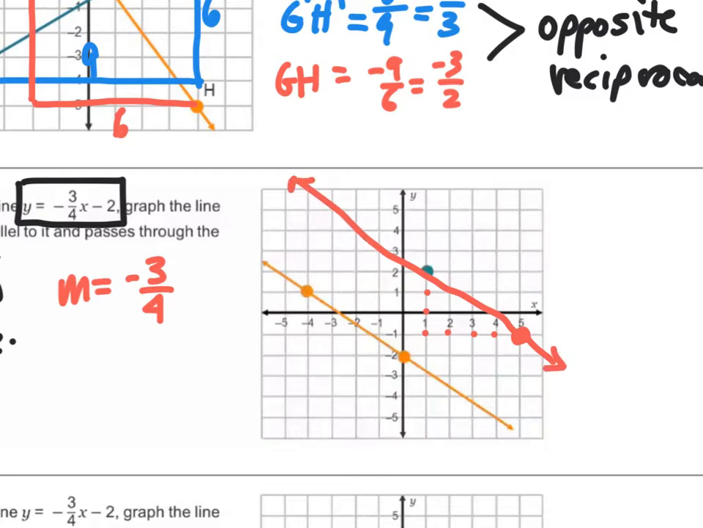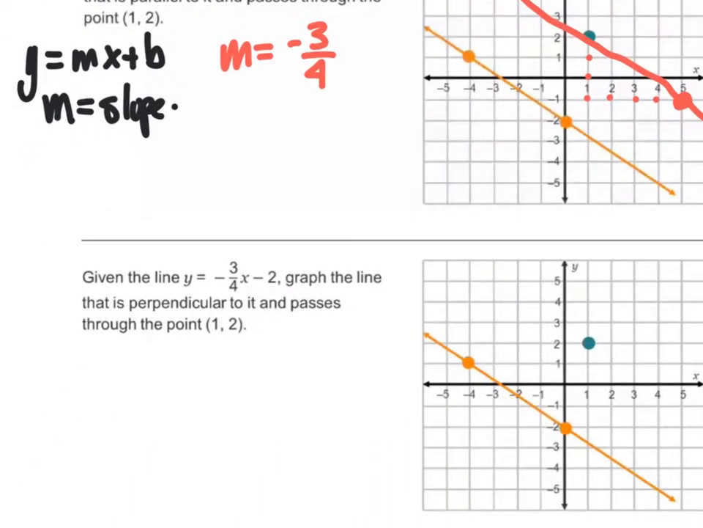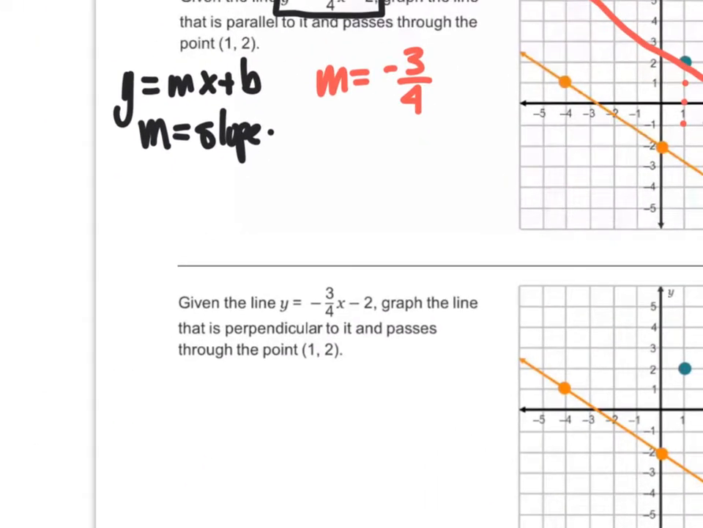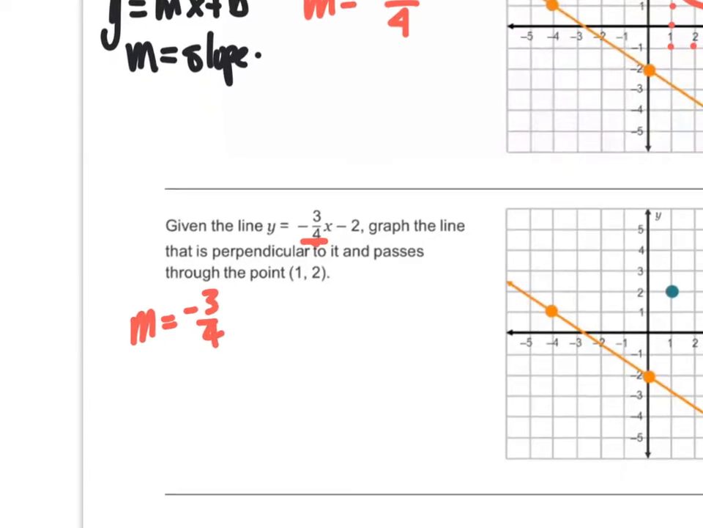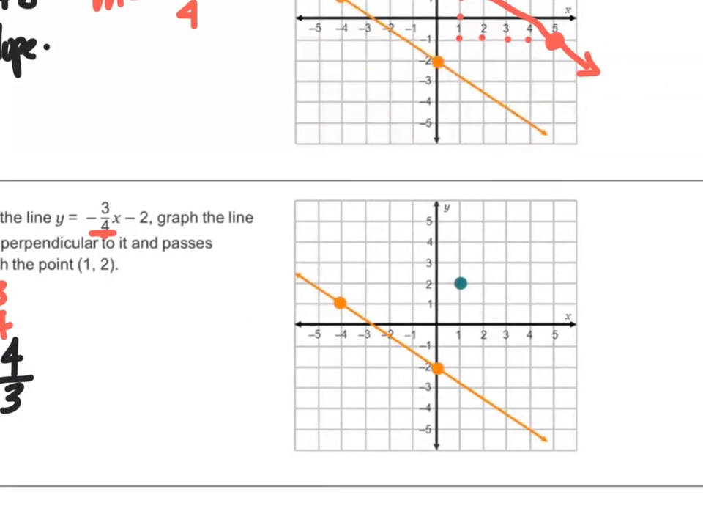Same thing down here. Now this one says it wants something that's perpendicular. Again, we can tell that my slope is the number in front of the x value. If my slope is equal to -3/4, then I'm looking for a perpendicular slope, which means I flip the fraction and change the sign. This was negative, so my perpendicular slope is positive, and we flip the fraction. So I've got a positive 4/3.